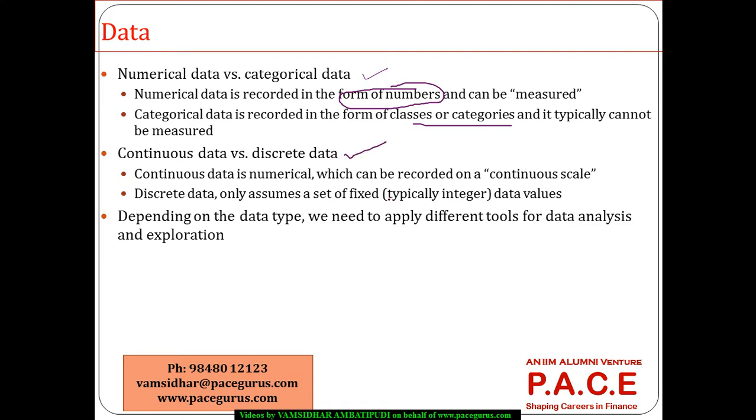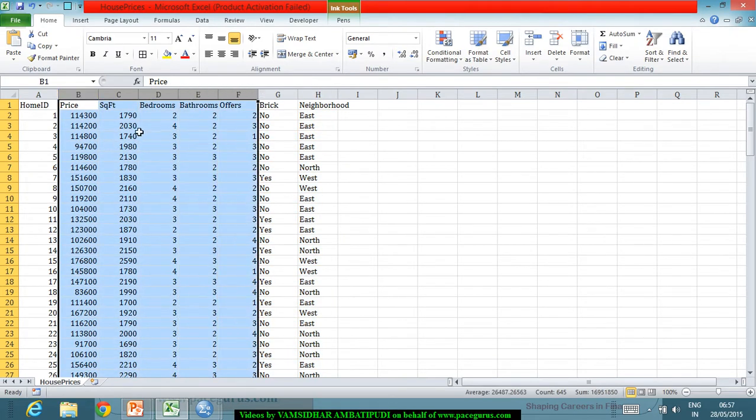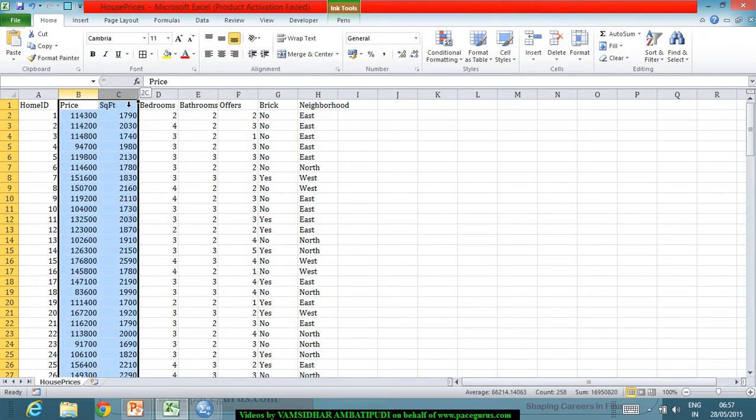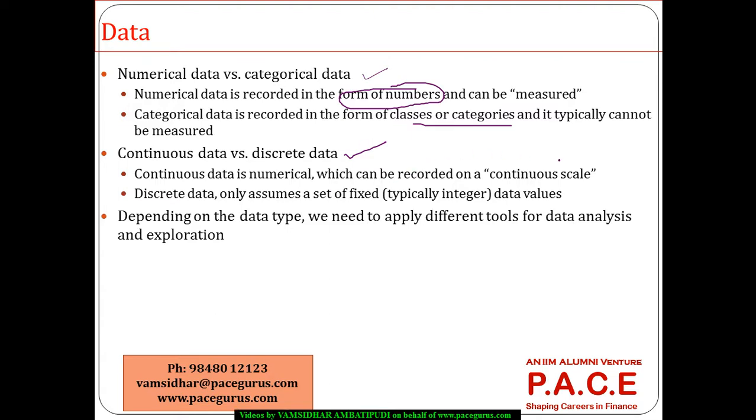And on the other side, I can use a different dimension as well: continuous data versus discrete data. Continuous data is numerical. Within this numerical data, there are two different categories. Look at only these two. These can actually have any value. I can even have 1791.5 square feet, or even the price. I don't need to round it up to 00. So literally almost any value is possible.